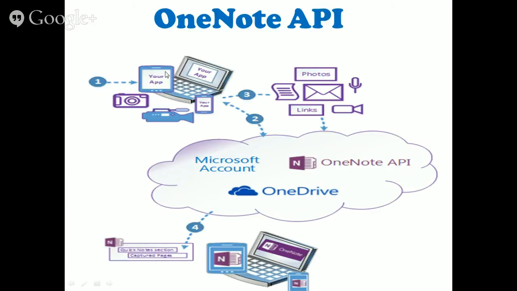So I'm sending it from a different app. If you look at this, this is my app. This app is sending it to the Microsoft account, to OneDrive, and the next is anything: photos, links, speech, videos, anything. And then it will again come to OneDrive, and from OneDrive it will be available to a particular device, right? So how do you write that one?